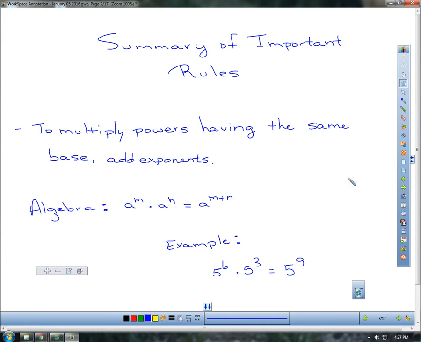So here's a summary of important rules that you need to remember. We discussed them in August. I'm reminding you of them now. And most of these rules will appear on your EOC formula chart. So, to multiply powers having the same base, you add the exponents. So if I'm multiplying two things that have the same base, I add their exponents. So an example down here, if I have 5 to the 6th power times 5 to the 3rd power, that's the same thing as saying 5 to the 9th power.